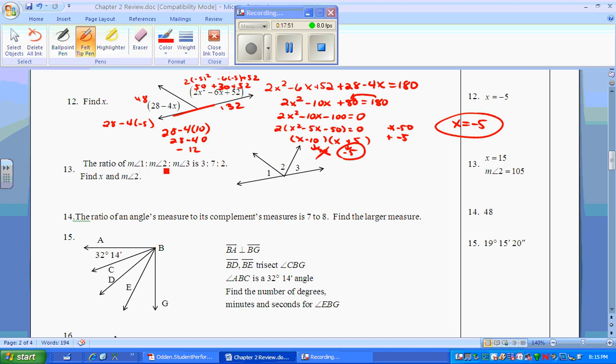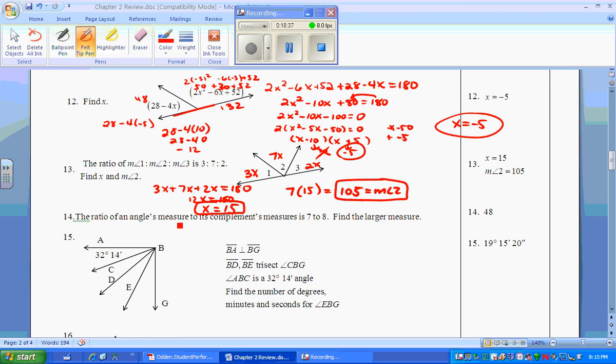Number 13, the ratio of the measures of angles 1, 2, and 3 are 3 to 7 to 2. So we got 3 for 1, 7 for 2, and 2 for 3. What do they all need? They need an x on them. The picture shows that 1, 2, and 3 make a straight line, so we have 3x plus 7x plus 2x, setting it equal to 180. That's 12x equals 180. So x ends up equaling 15. Got x. Now we want the measure of angle 2. So that's 7 times 15, which equals 105, which equals the measure of angle 2.